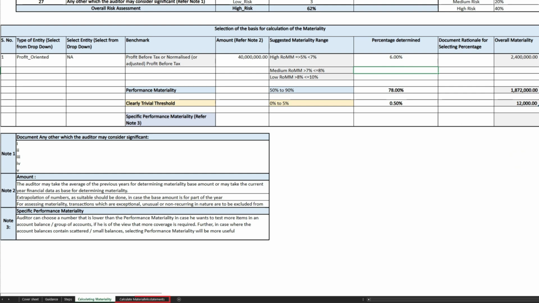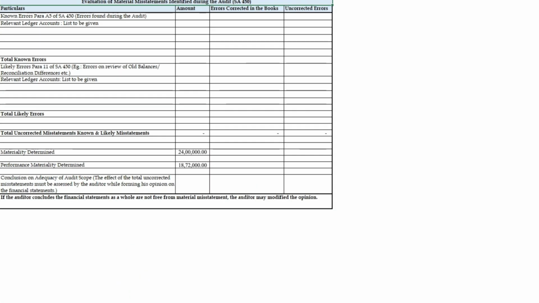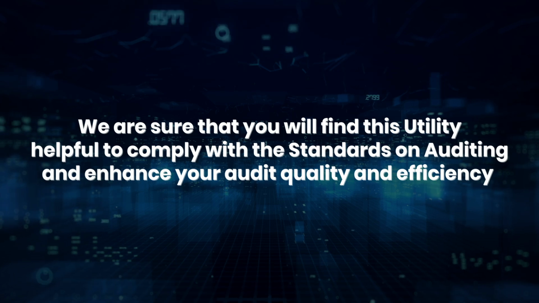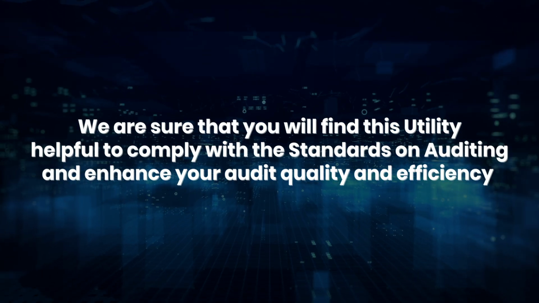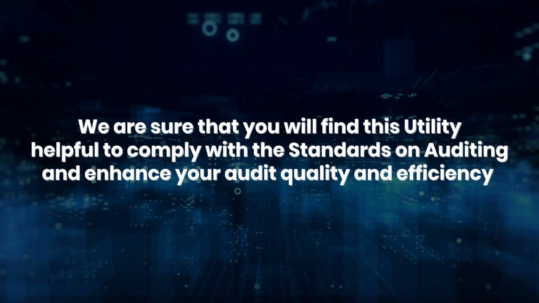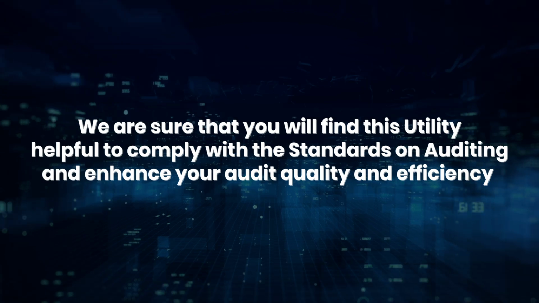Finally, let's go to the Calculate Material Misstatements sheet. This sheet, aligned with SA 450, is designed to document and evaluate misstatements identified during the audit. Users may compare the total known and likely errors with the materiality's threshold and accordingly determine the audit opinion on the financial statements. We are sure that you will find this utility helpful to comply with the standards on auditing and enhance your audit quality and efficiency.